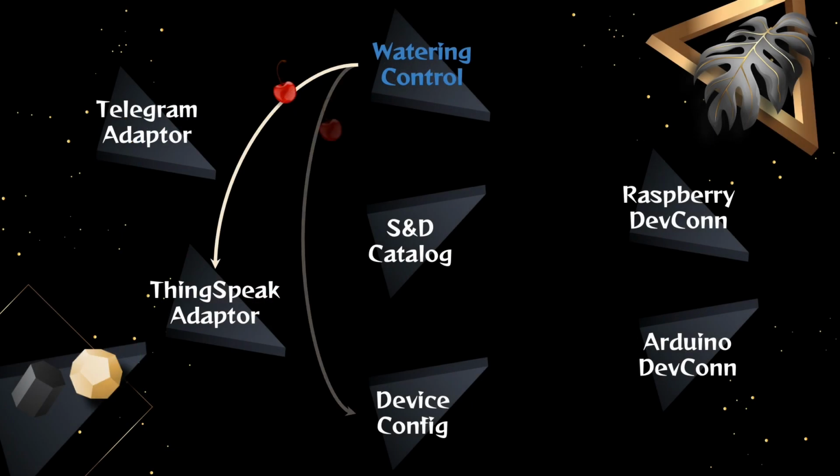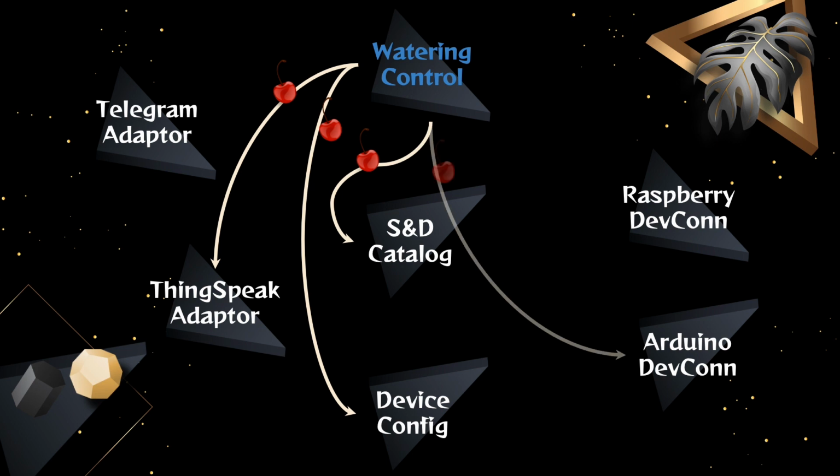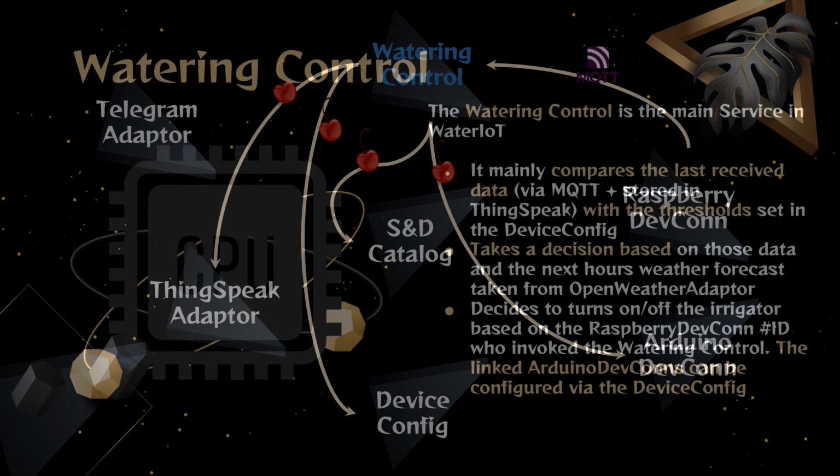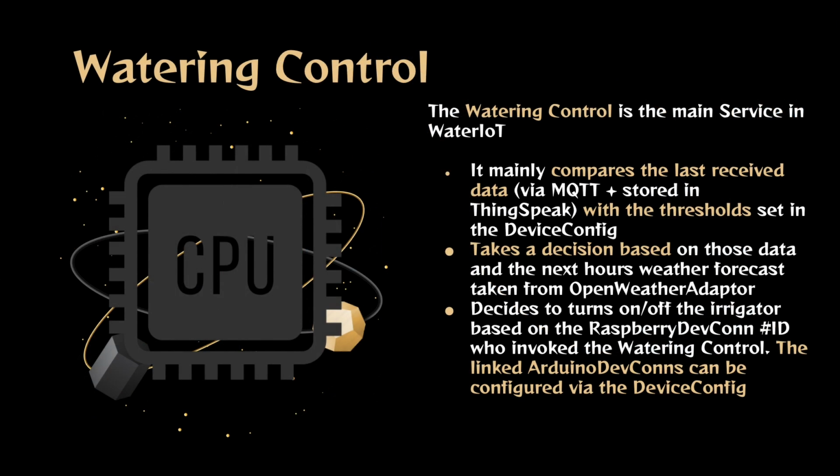The top-level service, the watering control, uses all the services to configure itself and to execute the watering algorithm, named Drupal. The watering control is the main service in WaterIoT. The main goal is to compare the data, using the ones received via MQTT and the ones stored in ThingSpeak, with the thresholds set in the device config. A database of user-configurable thresholds is available via the watering database.